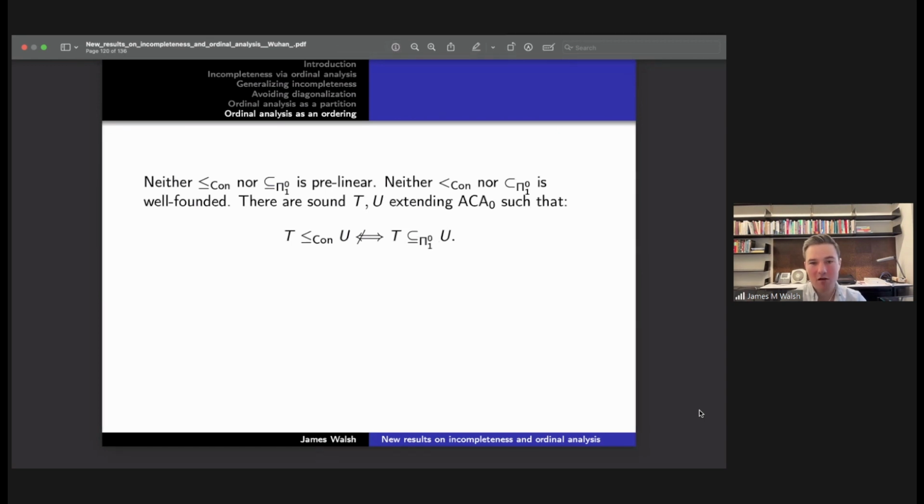Moreover, these notions don't coincide with each other. So there are theories T and U that extend ACA 0, recursively axiomatized sound theories, such that consistency strength comes apart from inclusion of pi 0, 1 theorems. So these do not coincide.